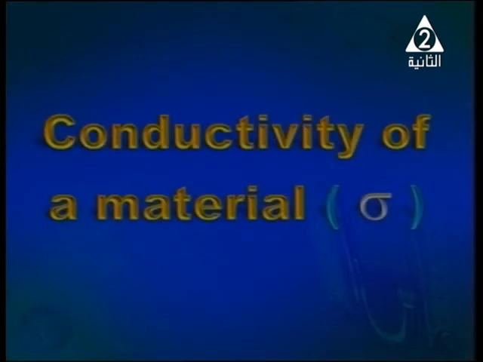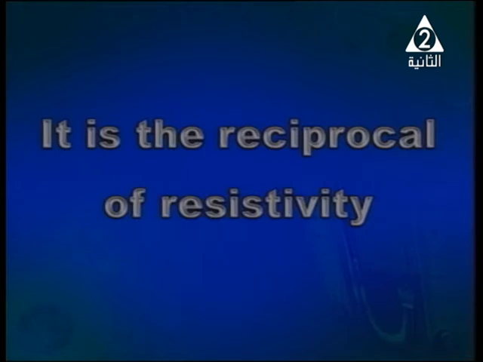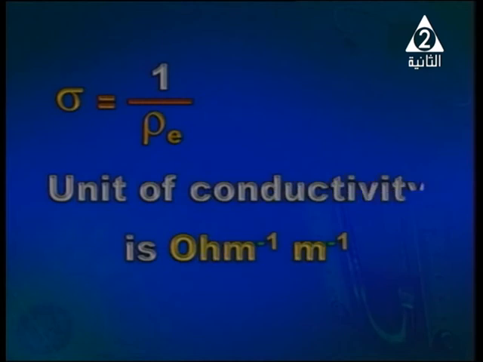Now talking about conductivity of a material. It is sigma. It is the reciprocal of resistivity. So it depends on two factors only, kind of material and temperature. Sigma equals 1 over rho. So the unit of conductivity is ohm negative 1, meter negative 1. Ohm negative 1 is called Siemens, by the way. So the unit of conductivity once again is ohm negative 1 meter negative 1, or Siemens per meter.